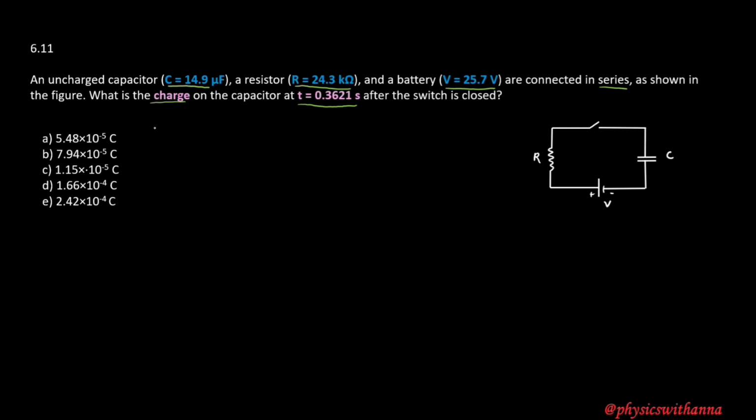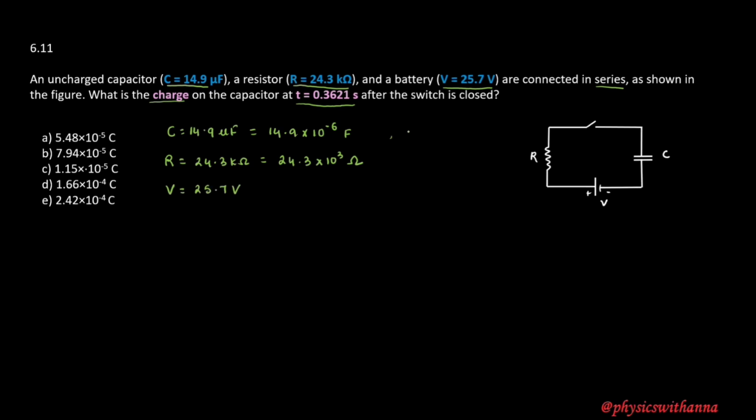So here you have an uncharged capacitor and we will write the value of C as 14.9 microfarad, which is 14.9 times 10 to the power negative 6 farad. And then we have a resistor R of 24.3 kilo ohm, which we can write as 24.3 times 10 to the power 3 ohm. And they are connected in series with a battery V of 25.7 volt. We need to find what will be the charge Q on the capacitor when time t is 0.3621 seconds after the switch is closed.